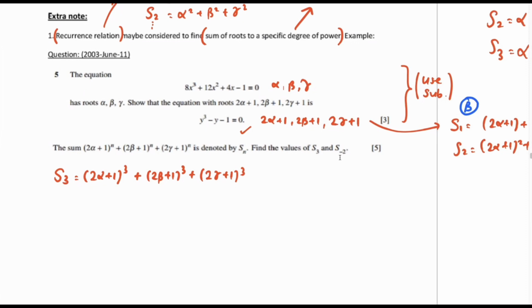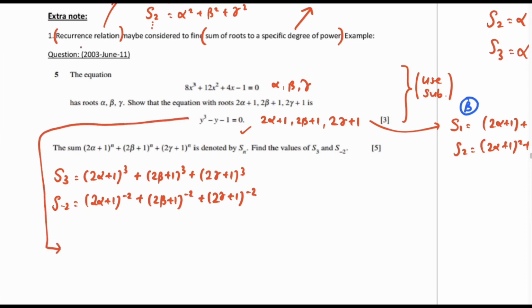If they ask for S minus 2, that means S minus 2 is 2 alpha plus 1 minus 2, 2 beta plus 1 minus 2, and 2 gamma plus 1 minus 2. That is S negative 2. So the thing is, how to find the value. So that is our concern. Okay, they want us to find the value. We have to use technique C straight away.